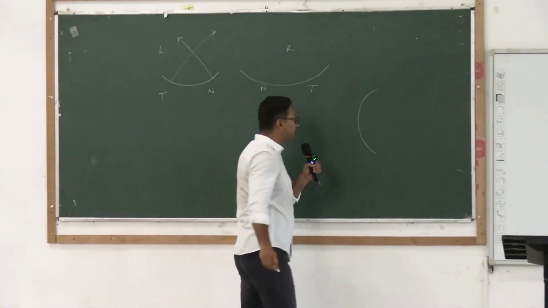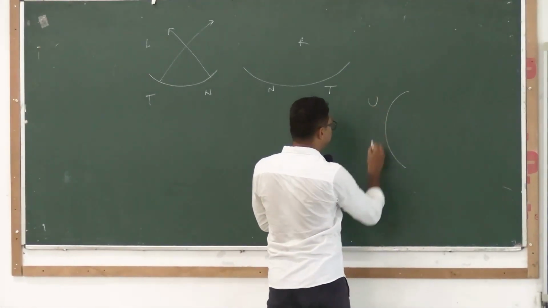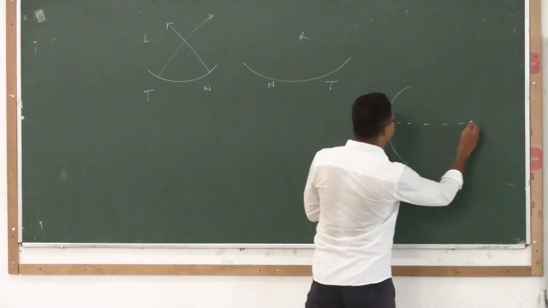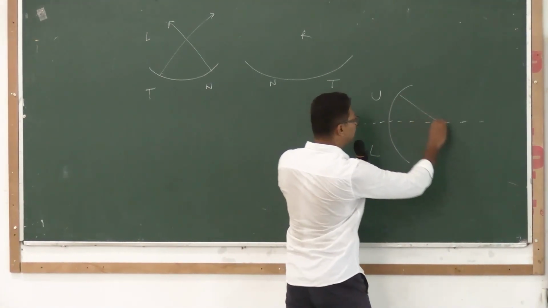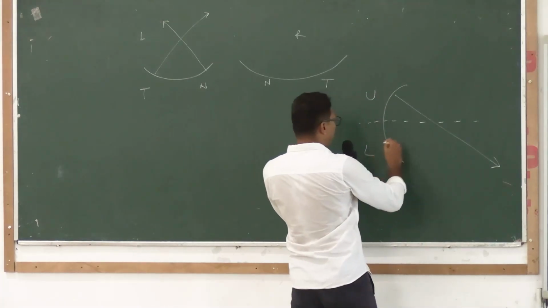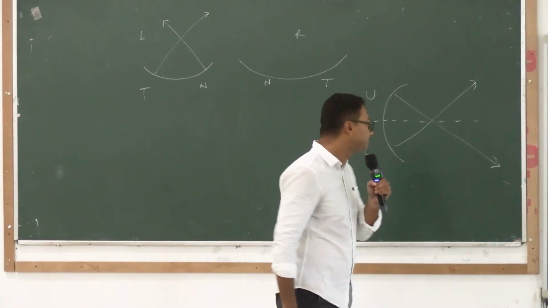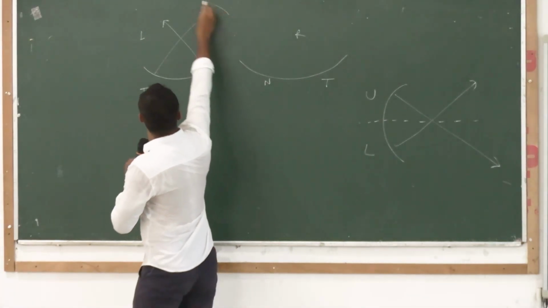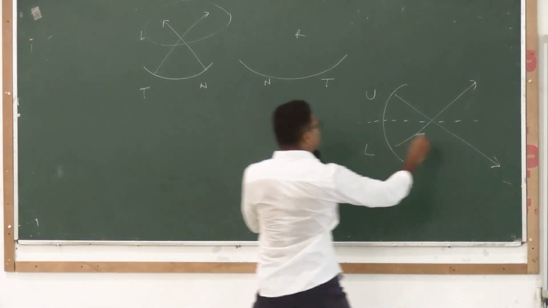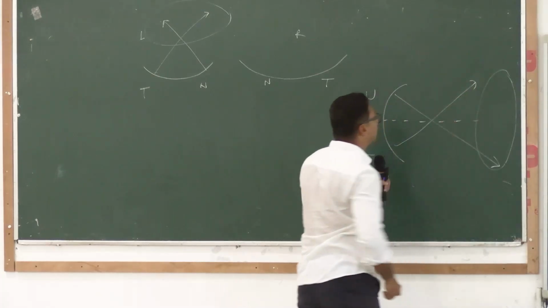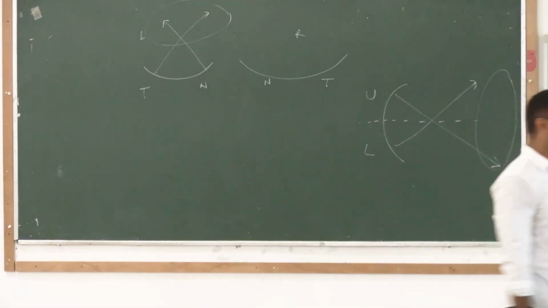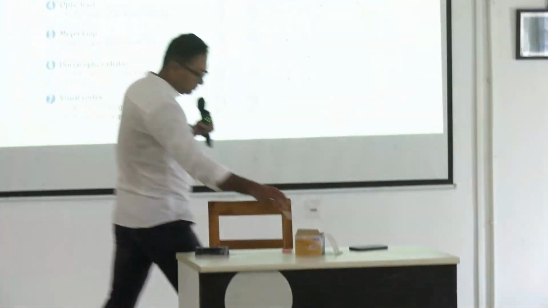Similarly, if we see, this is upper half of the retina and this is lower half of the retina. So upper retina sees the lower visual field and lower retina sees the upper visual field. Clear? Here is the visual field. Okay, so this crossing is there.